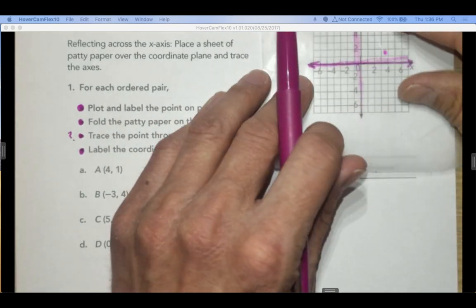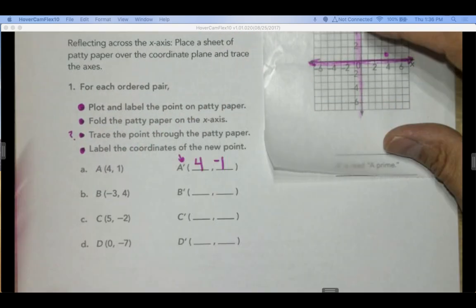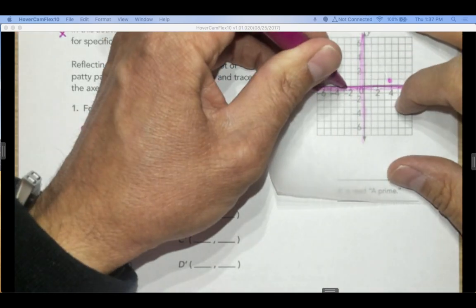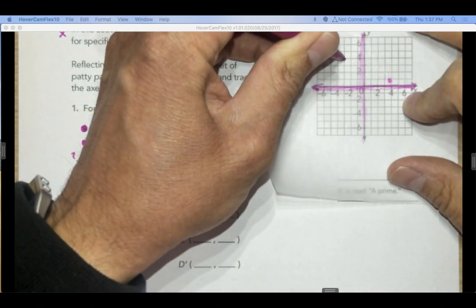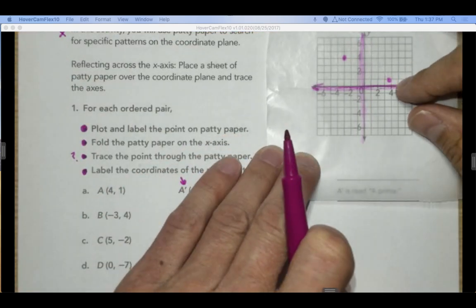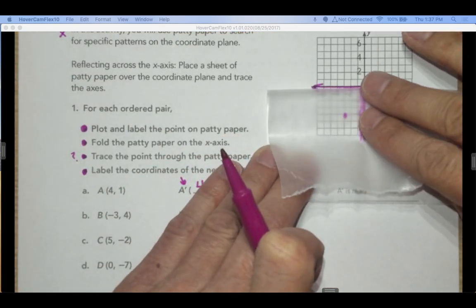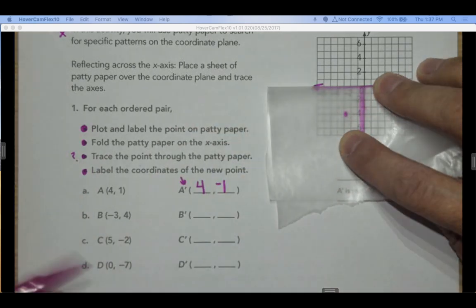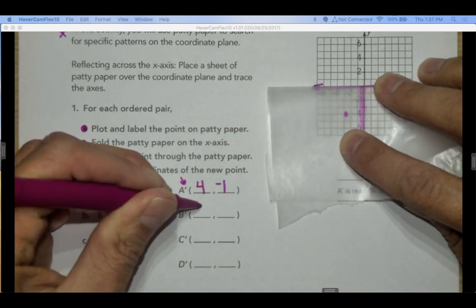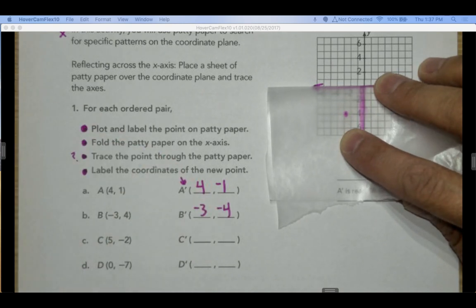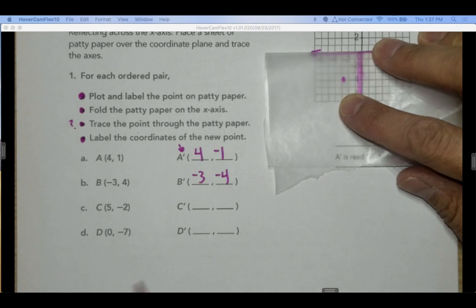So now we put this over there with the patty paper. And then B says I need to go to -3 and then 4. So I go to -3 and then I go to 4. Then I fold it over the x-axis. And when I do that, I'm at -3, -4. Okay, so I'm looking for the patterns there that are happening.